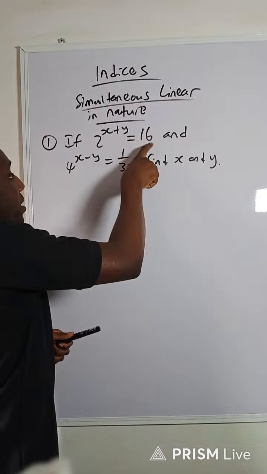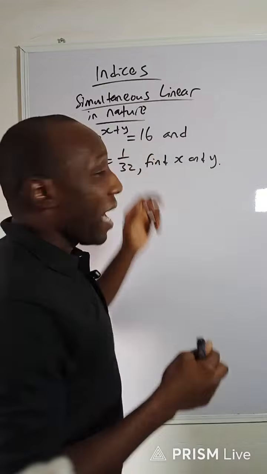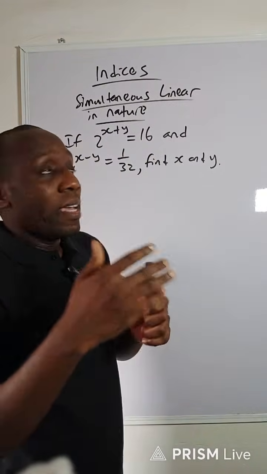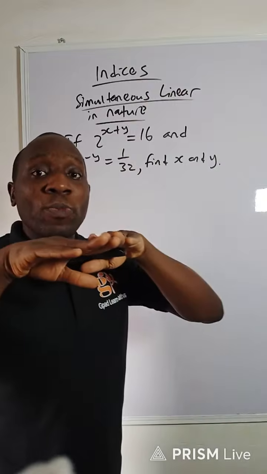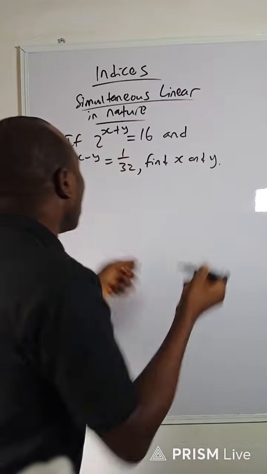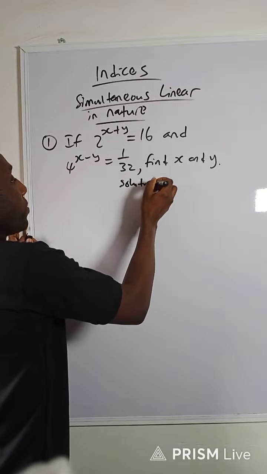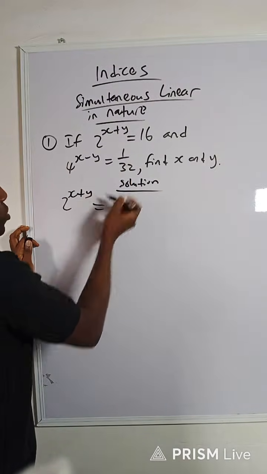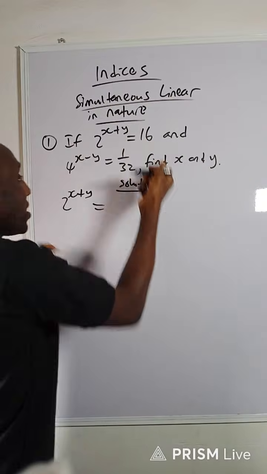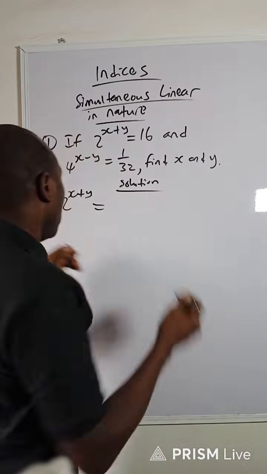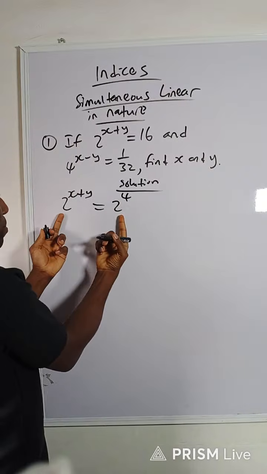So let me start with the first equation. It's an indicial equation, that's an equation with indices, but we can make it linear without the indices there. So let's start with the first one, solution. I'm going to write 2 raised to the power x plus y is equal to 16. I'm going to write 16 as 2 raised to the power of 4. They have the same base.